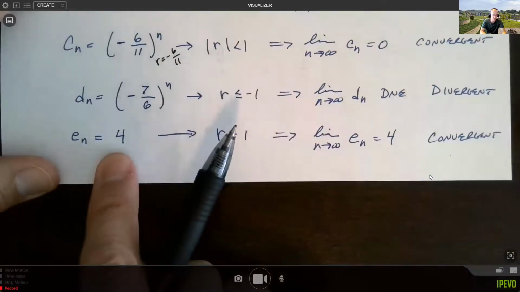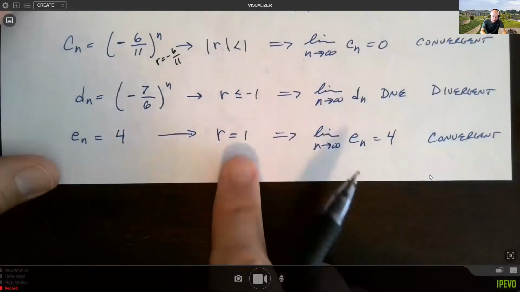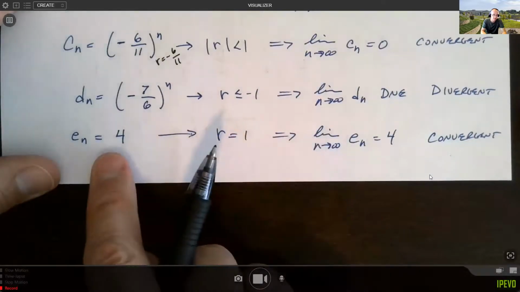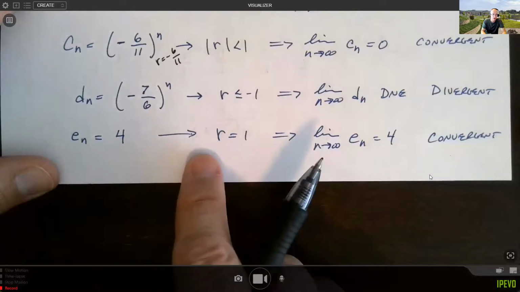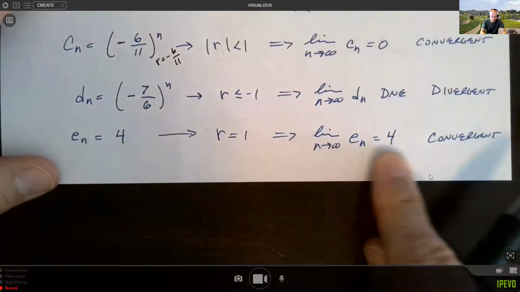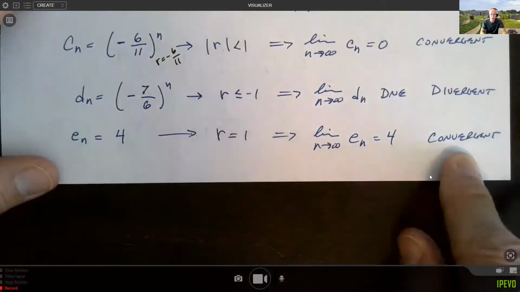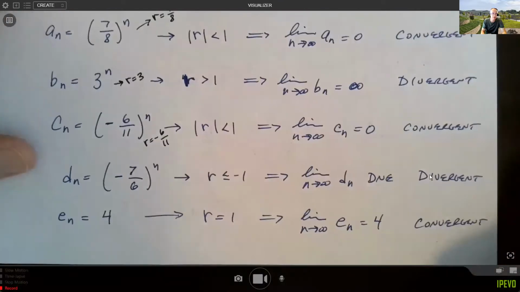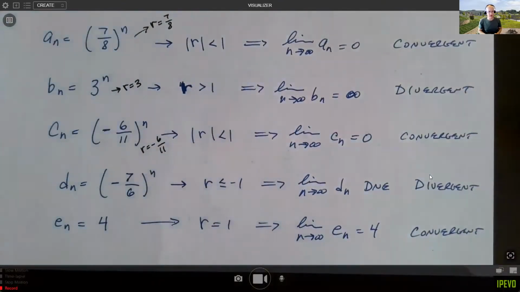And then here E sub n is 4. Notice the value of r is equal to 1. So the general terms would be 4, 4, 4, 4, 4, and so the limit as n goes to infinity of E sub n is going to be 4, and we're convergent. So there's an example of each type that we can encounter. I hope that helps when you're dealing with sequences that are geometric. You need to remember how to determine their limit.